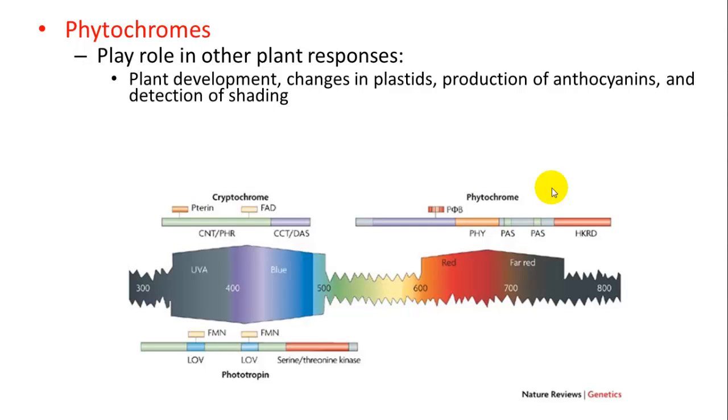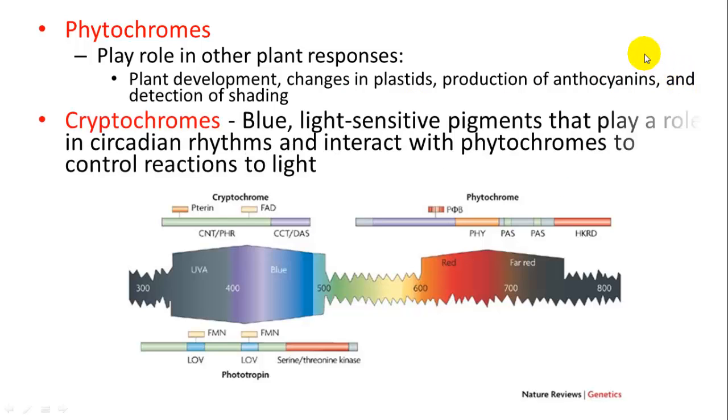So phytochromes and this mechanism are important for plant development, changes in plastids, production of anthocyanins, and detection of shading. Anthocyanins, of course, are pigments found in leaves. Cryptochromes then are blue light sensitive as opposed to red light sensitive, and they play a role in circadian rhythms. So what they do throughout a single day, whether they are exposed to sunlight or maybe their buds or flowers will open during the day and close at night, and so on and so forth.